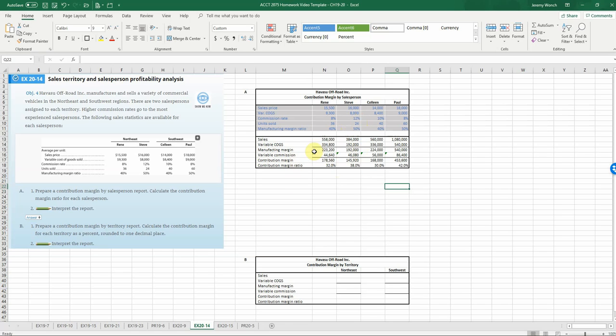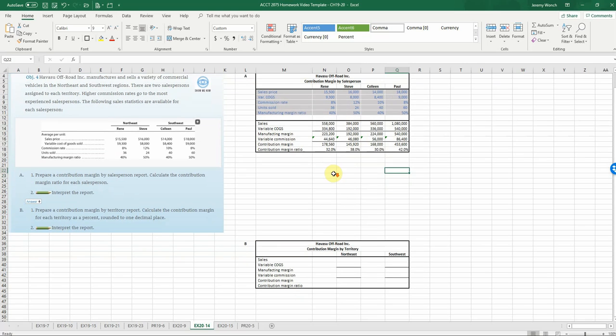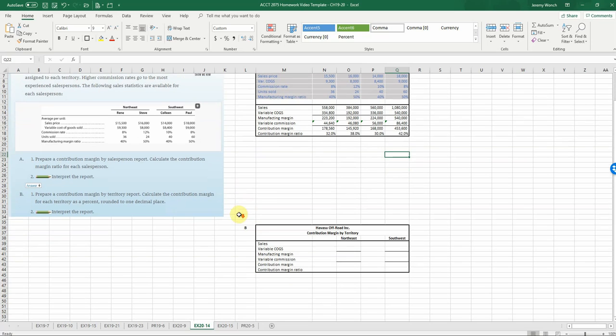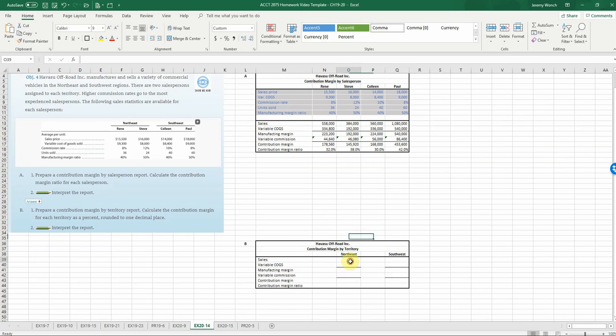The contribution margin approach is really nice because it combines all of the inputs, so you can really see who is the most profitable. All right, in part B, it just says to take this information and do it by territory. Based on the way our information is already set up, all we have to do is add up the people in each of the territories.